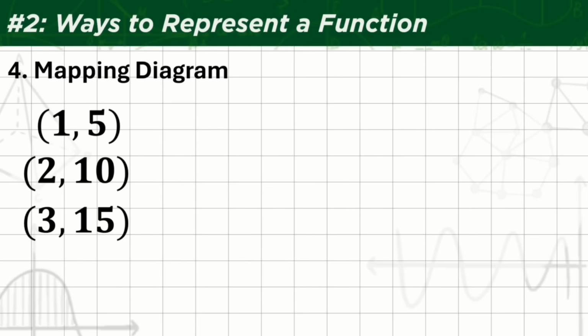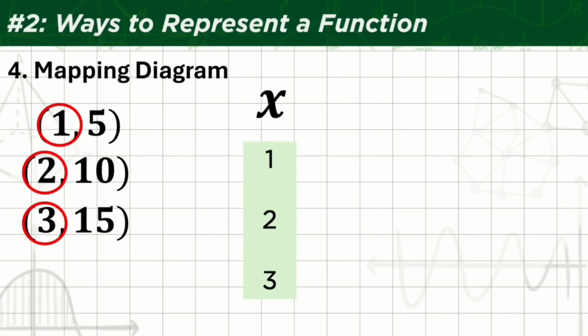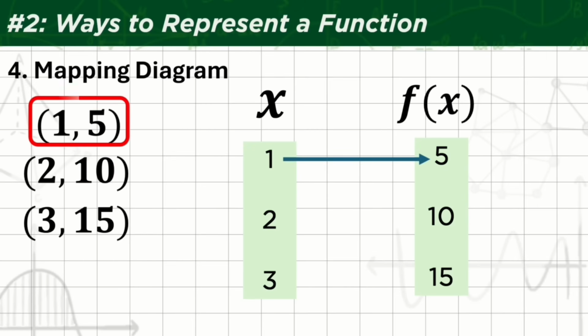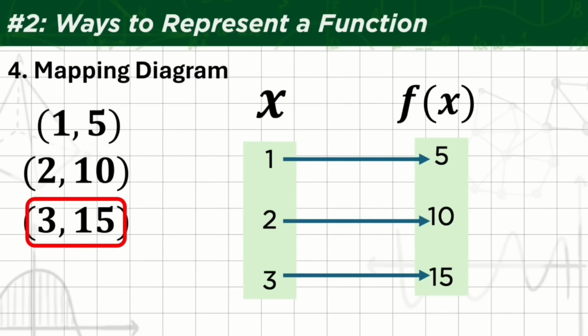For a mapping diagram, this is like arrows connecting input to output. x as our input and f of x as our output. Each ordered pair will connect using an arrow. Input 1 and output 5, 2 and 10, 3 and 15. It shows how each input has only one output, which is what makes it a function.